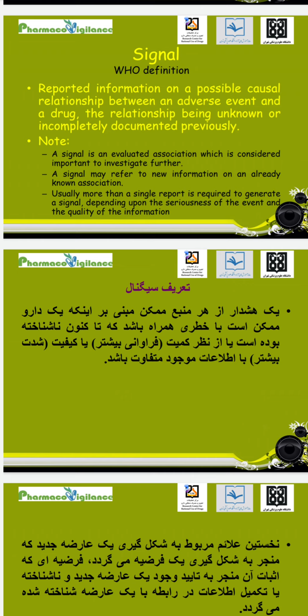And this is the other definition. That is a warning from any source that may have a probability of danger, and we don't know it, that is unknown. And from the point of view of quantity or quality, it has more severity or more frequency.